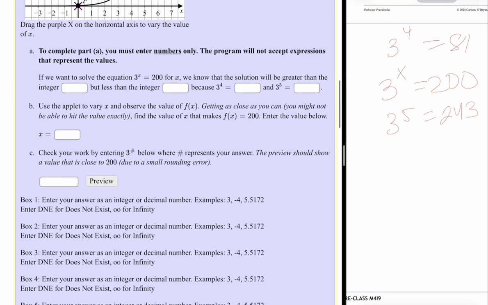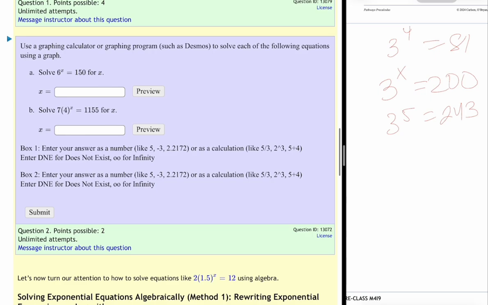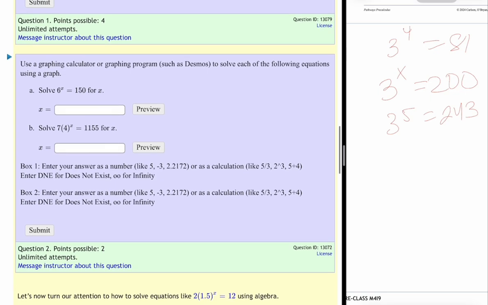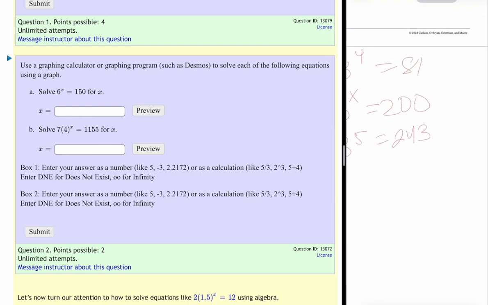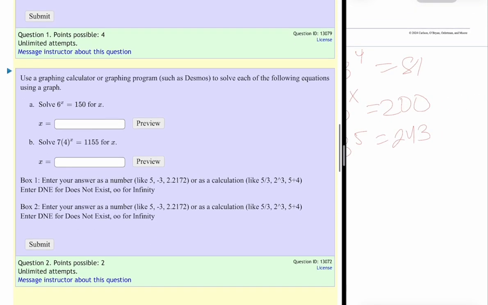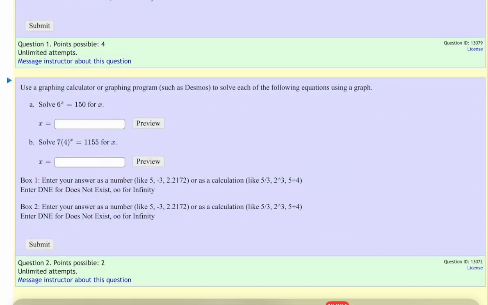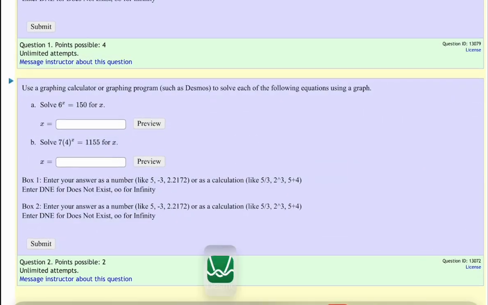Okay, good. Now, right here, do you see where it says use a graphing calculator or graphing program to solve each of the following equations? Okay, so I am going to close this for now. I'm sorry, it's not cooperating. Let me open up Desmos. You open up Desmos as well.